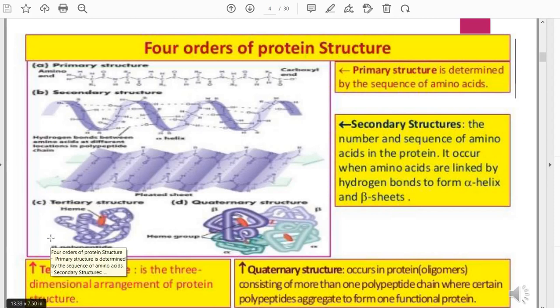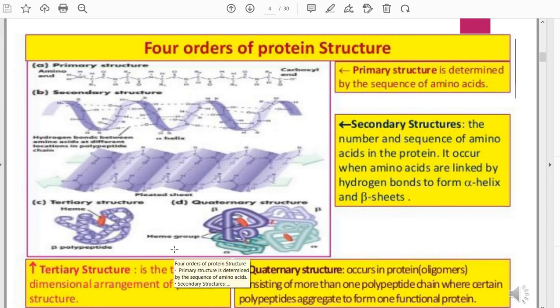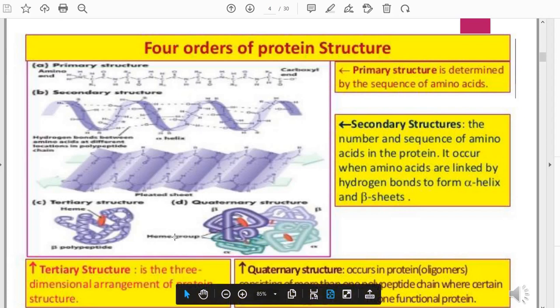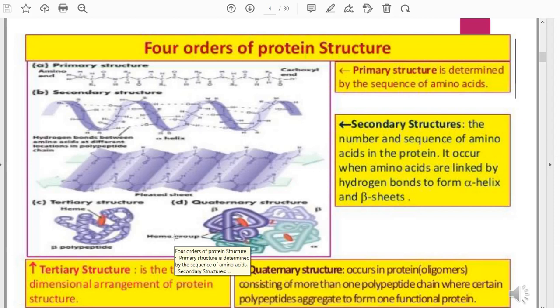And this is tertiary structure. It's the three-dimensional structure or arrangement of the protein structure and stabilized by weak interaction bonds. And this is the quaternary structure when oligomer. It's a number of subunits from 3 to 9 connected together to form the functional protein. This is the quaternary structure. Let's take each level in details.